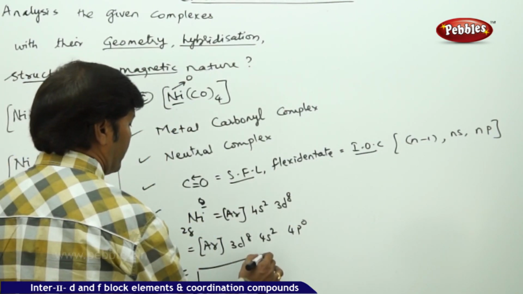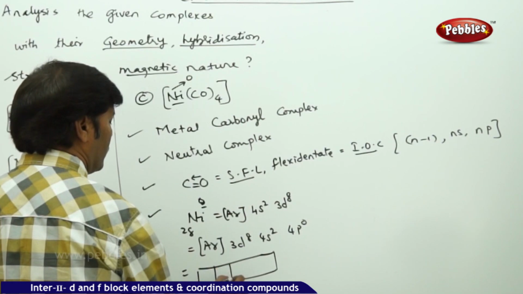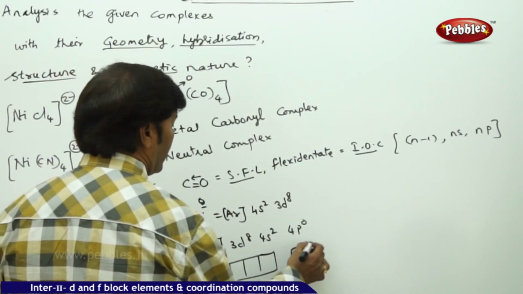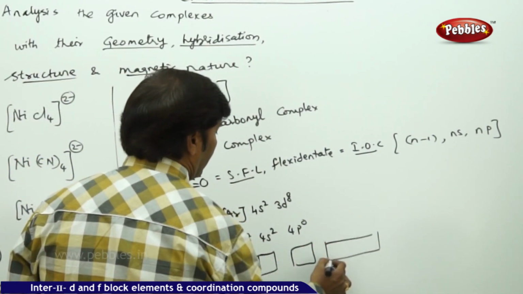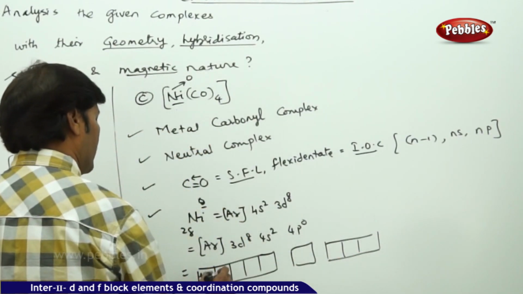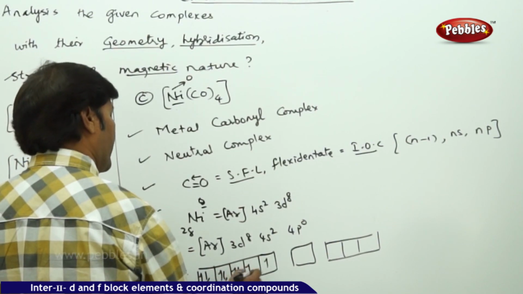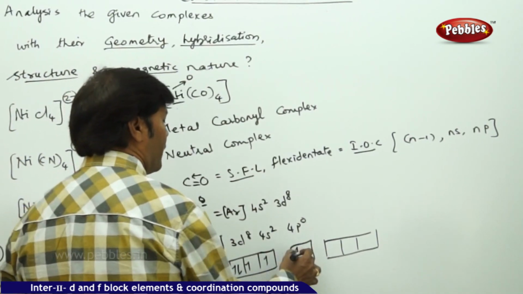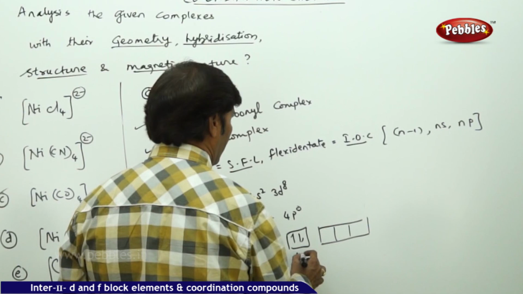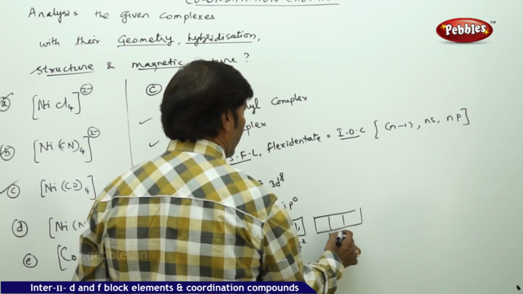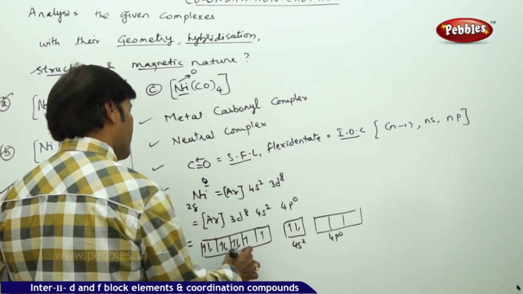So therefore if you take the 3d orbital, it has 5 orbitals, 1 2 3 4 5, 4s 1, and 4p, 3 vacant orbitals are there. So 1 2 3 4 5 6 7 8. So 2 unpaired electrons are there. Here we have 2 unpaired electrons. So this is 4s2, this is 4p0, this is 3d8.